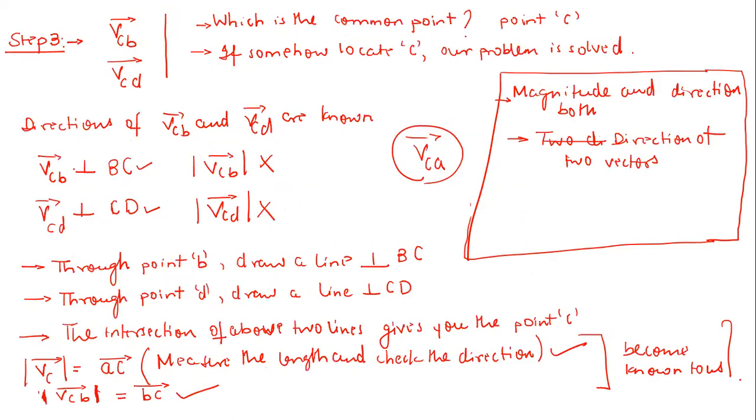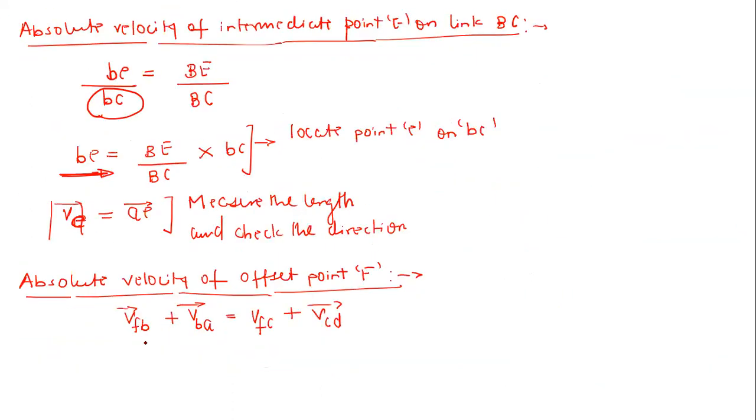Fine. Now let me write down in this form that this will be simply BF vector plus AB vector is equal to CF vector plus DC. I'm sorry, it will not be CD, it will be DC. So if you clearly observe here, this is the vector equation.